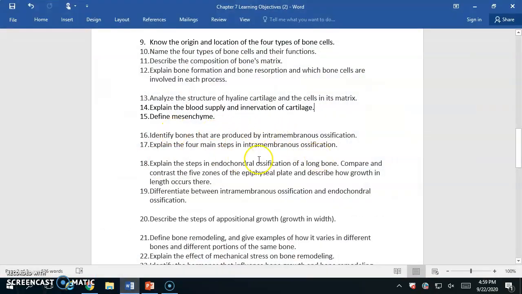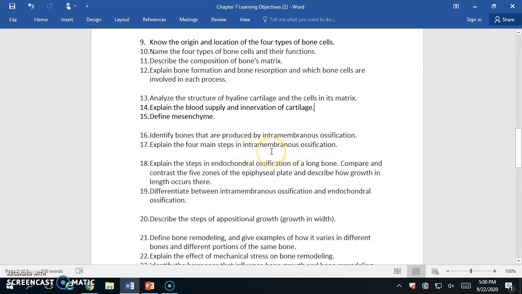So in the last video we talked about intramembranous ossification and identified which bones, which there weren't that many, were produced by that type of ossification. And then we looked at the four main steps on how the mesenchyme, that embryonic connective tissue, is transformed or changed into the bone tissue.